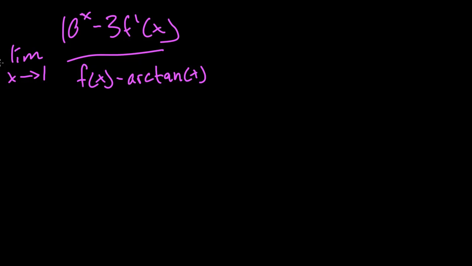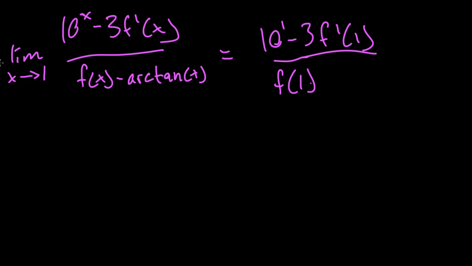Okay, so this is 1. This is a limit where we're just going to substitute, since we have a continuous function, we can just substitute our value x into our limit, right? So let's evaluate this. 10 to the first power minus 3 times f prime of 1, over f of 1 minus the arctangent of 1. So 10 to the 1, what does that equal? Congratulations if you knew that the answer was 10. Minus 3 times f prime of 1.